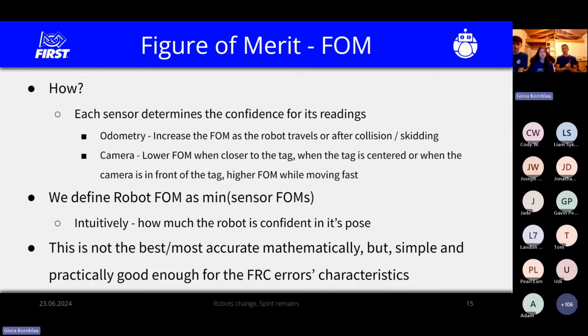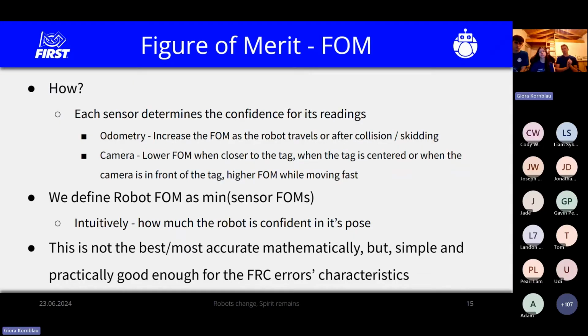So again, as I said before, when the robot is moving fast, we give a higher FOM to the camera. And when the robot isn't moving fast and the tag is centered in the camera, then of course we give it a lower FOM, because the image is not blurry and we can trust the camera more.